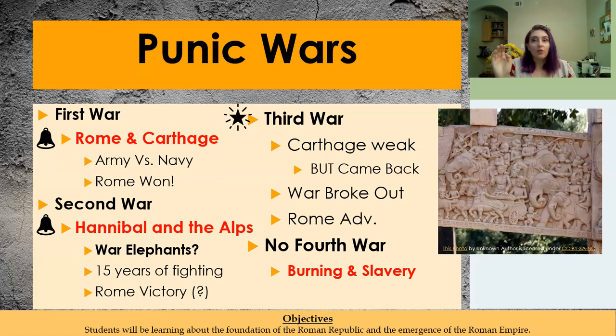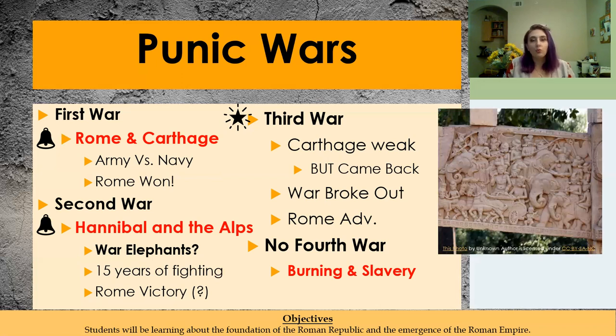Shortly after, Carthage became really weak politically after the loss in the Second Punic War. But they were slowly coming back, slowly gaining more prestige. And Rome saw this and they were like, we don't want to wait for them to come back to power because then they're going to attack us again. So they were like, we're going to attack first.